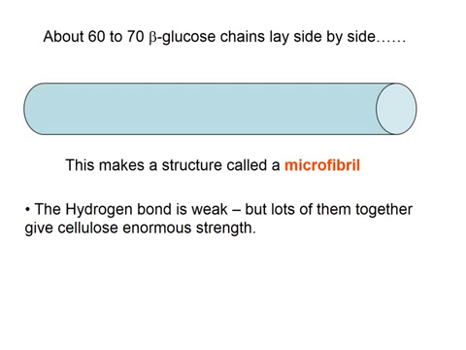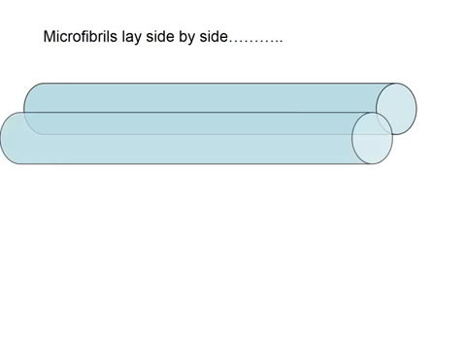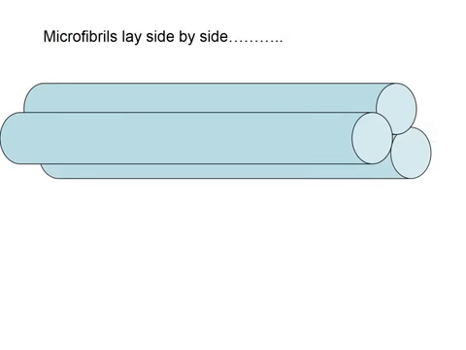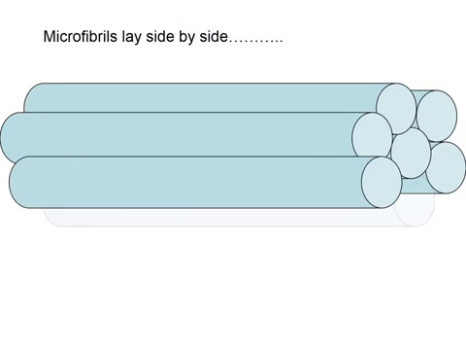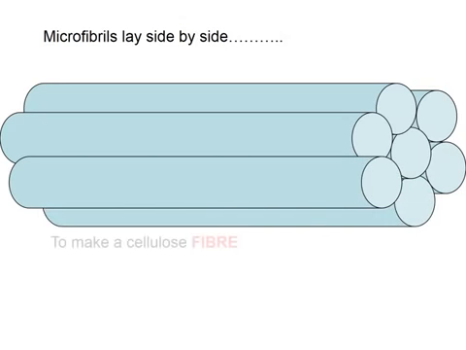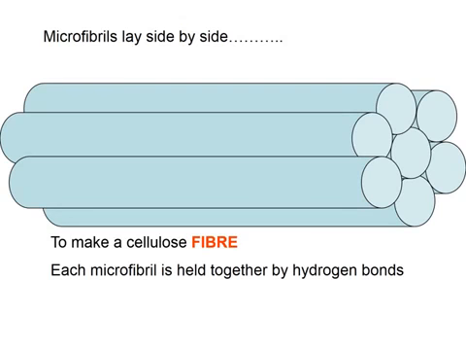Still not strong enough. So to make the actual cellulose itself, these microfibrils lay side by side, and they remain side by side again because of the attraction of OH groups forming hydrogen bonds between the microfibrils. This in itself makes the cellulose fibre, a very strong material with high tensile strength.